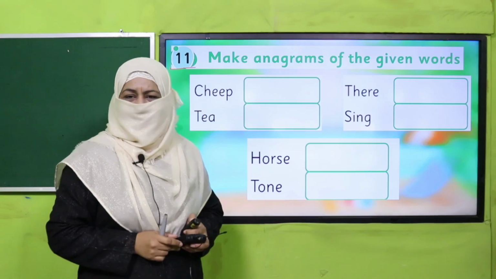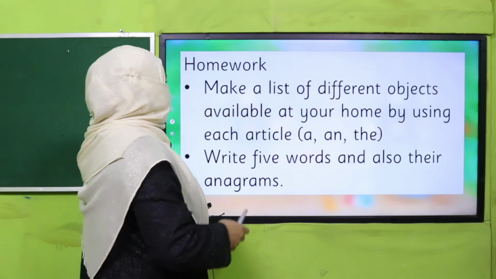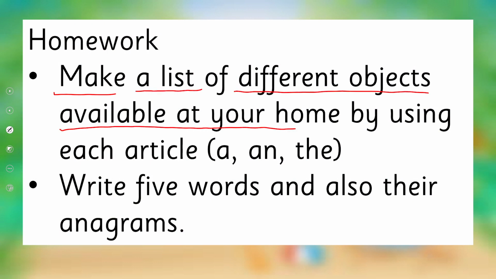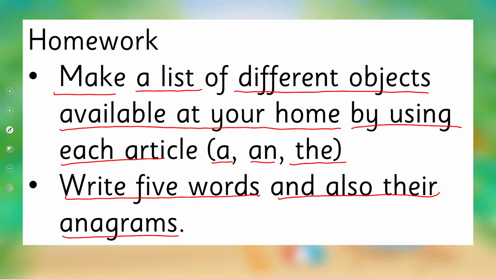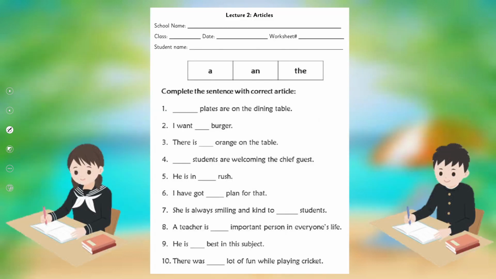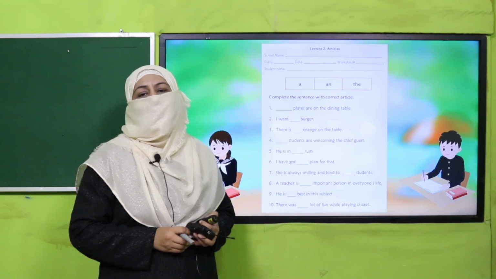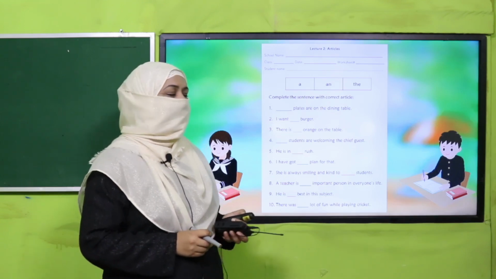Yes, my dear students, are you done with it? Good job. So, it's time for your homework. You will make a list of different objects available at your home by using each article, a and the, and write 5 words and also their anagrams. Here is a worksheet. My dear fellow teachers, this worksheet, lesson plan, and PowerPoint presentation links are given. You may click it, download it, and kindly provide a printed worksheet to students for practice.